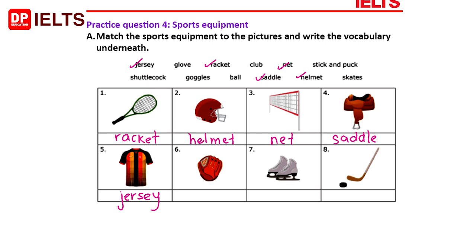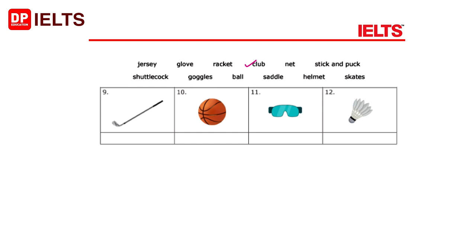This one is a glove. These are gloves. This one is skates. The hockey stick and puck. So this one is a golf stick, or we call it a club. This one is a ball. These ones are goggles, which we wear for swimming. And what we play badminton with is called a shuttlecock.